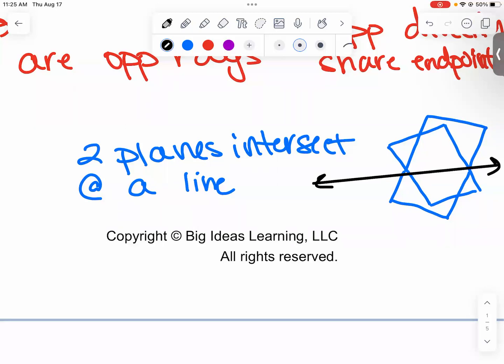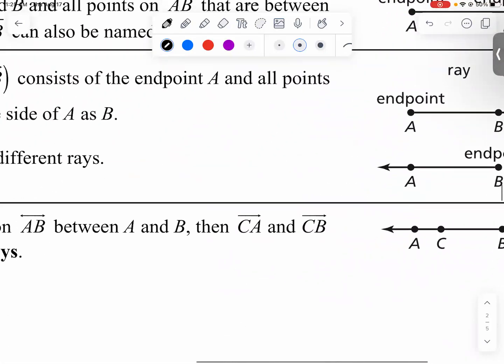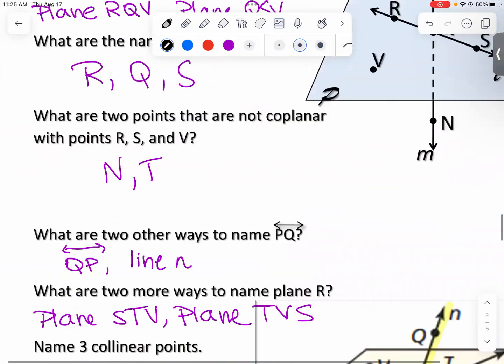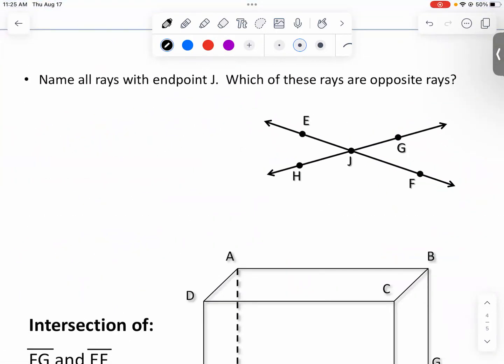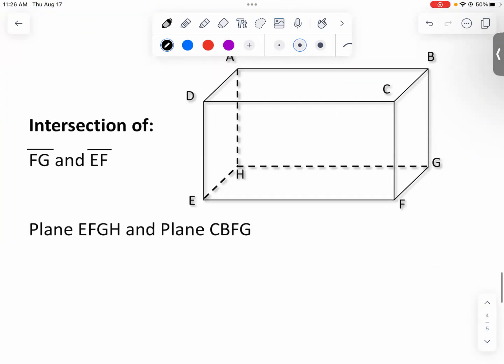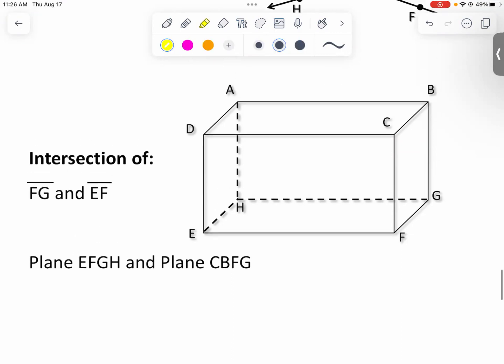All right, so let's go back to your folder and we'll go to page 2. I'm actually going to go to this rectangular prism right here. So in this rectangular prism, we have line segment FG and line segment EF. How do I know that it's a segment? I'm saying line segment. How do I know that?